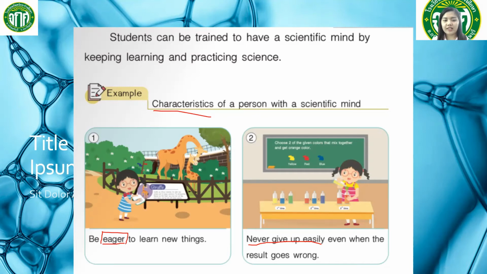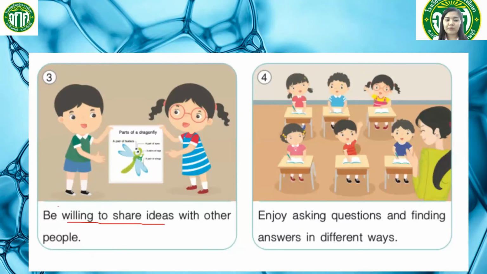So again, let us see. Again, it is being eager. Next is never give up easily. Number 3 is being willing to share ideas to other people. And the last one here is to enjoy asking questions and finding answers in different ways.